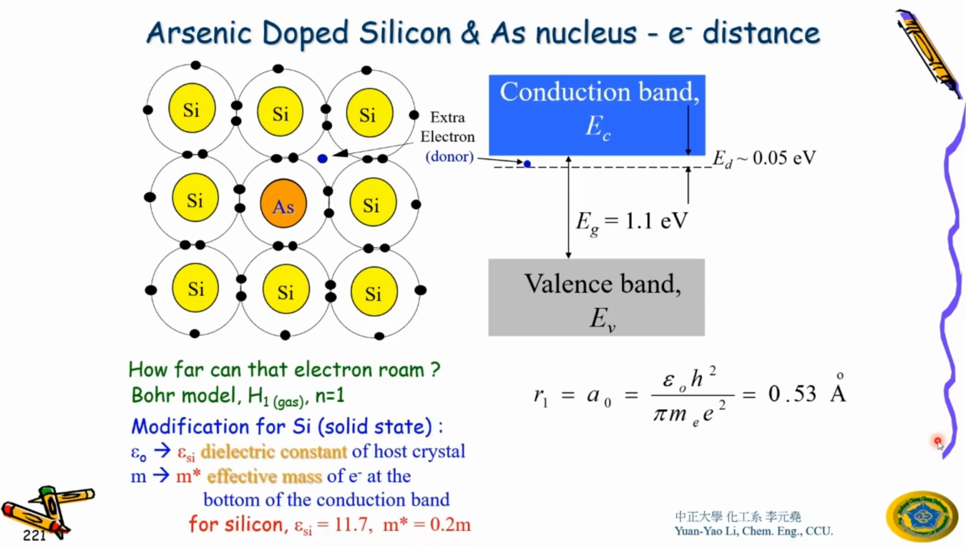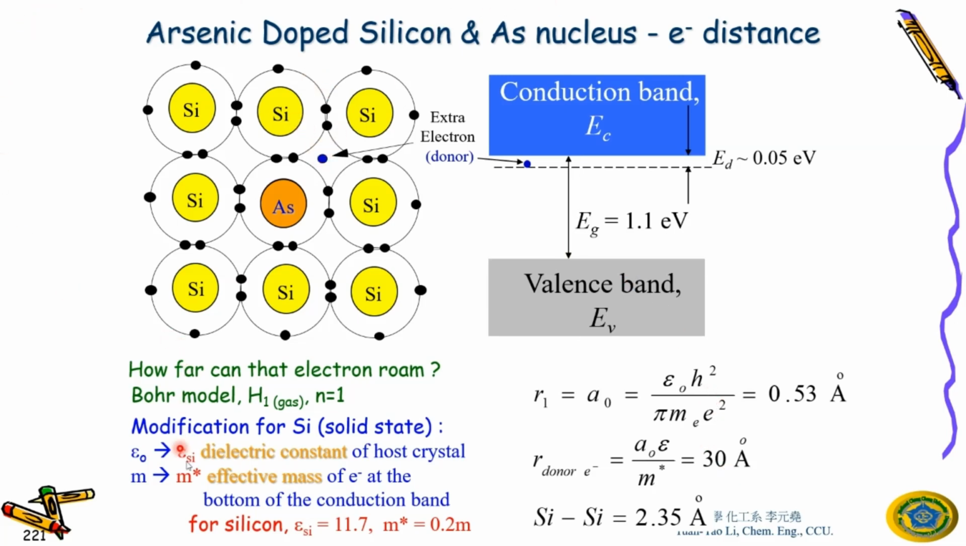Again, you modify the dielectric constant, you use a modified mass, we call it effective mass, and you put these numbers into this equation, and the answer you find is about 3 nanometer. So what's the distance between silicon and silicon? It is about 2.35 angstrom. So you have 30 angstroms. The distance between this and this is about 2.3 angstroms, and this one is about 30 angstroms. So it's very far.